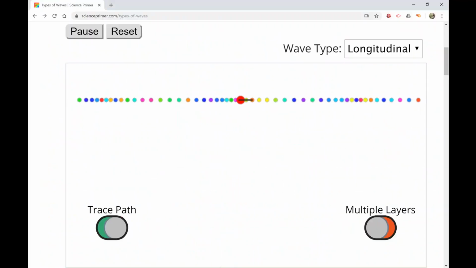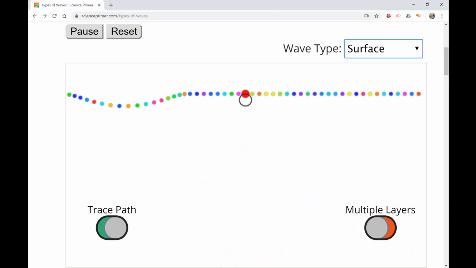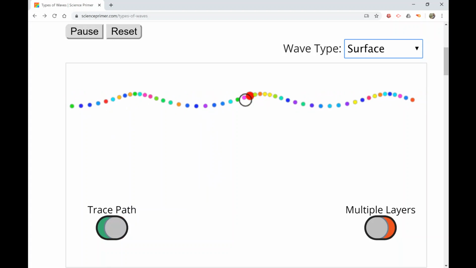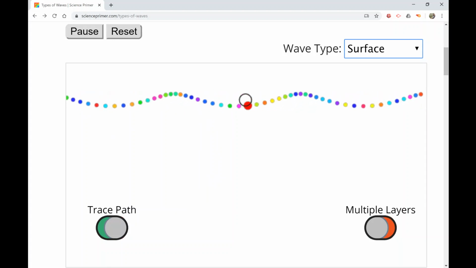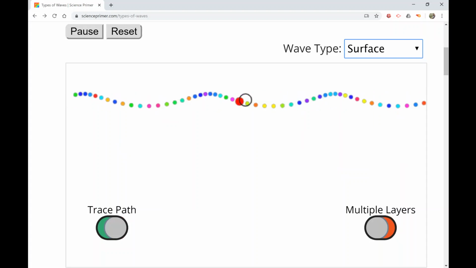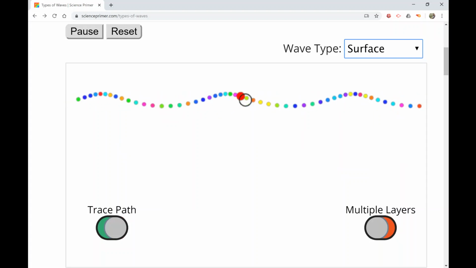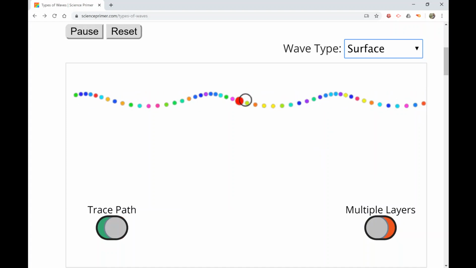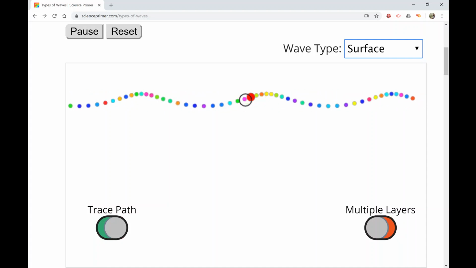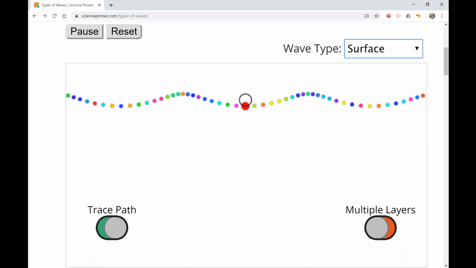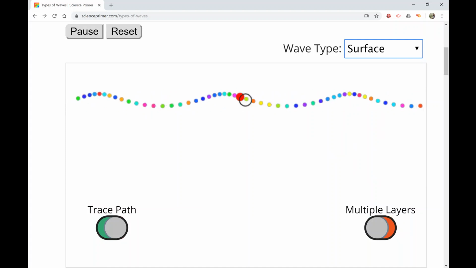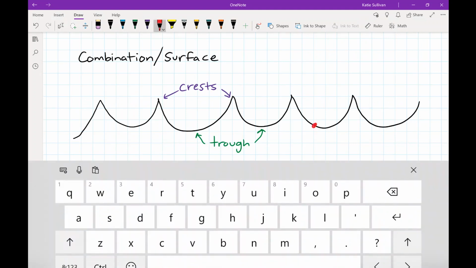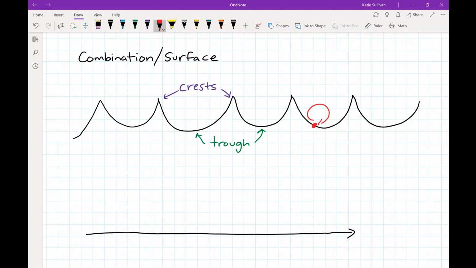So going back to the simulation, we'll change it to surface. And you can see from the picture, the path is going to be actually circular. So the movement of one given point looks a lot different. It's going to move kind of in a circle. And it doesn't necessarily have to be a perfect circle. Sometimes it's an oval where the up and down motion is bigger or the side to side motion is bigger. But it's going to have a combination of those up and down and side to side movements. So we call those surface waves, and their oscillations look like a circle. Just like that.